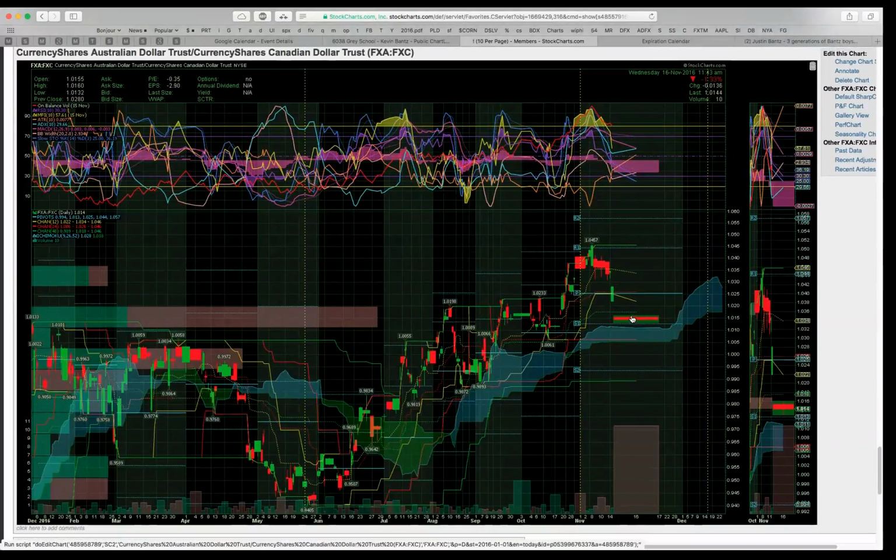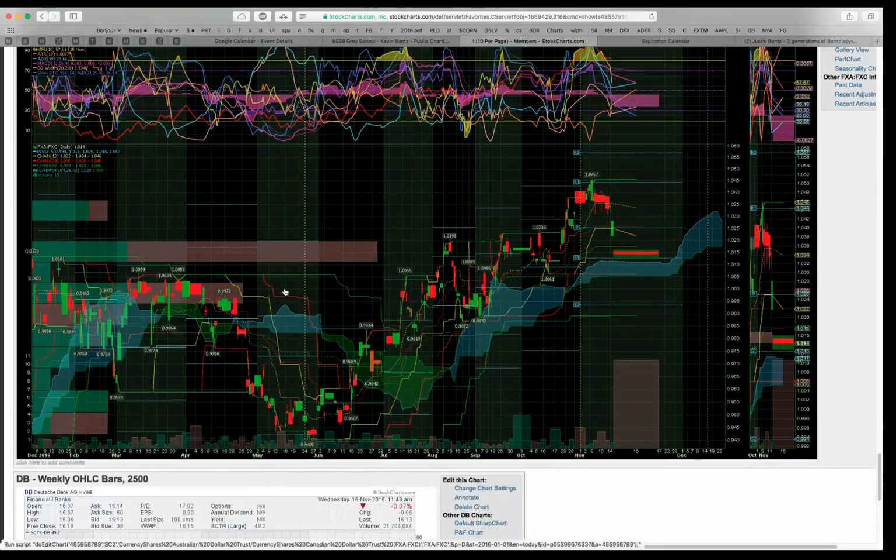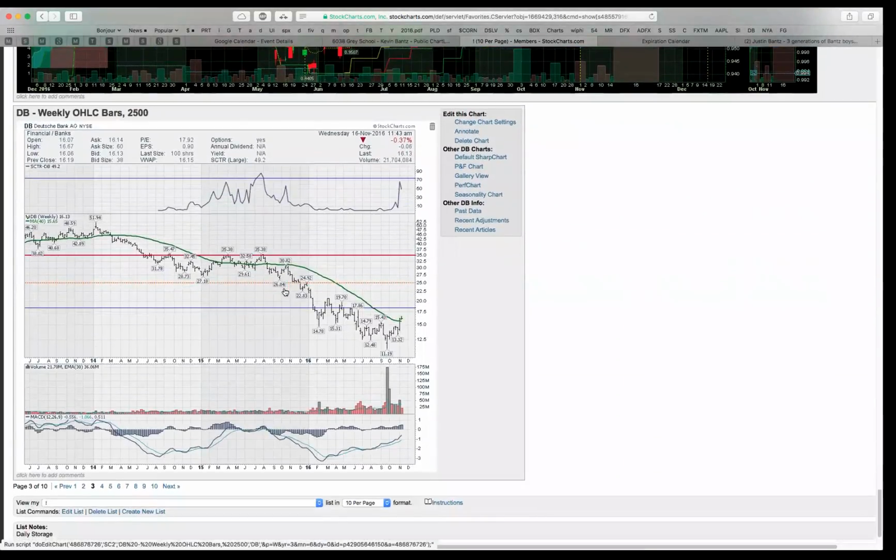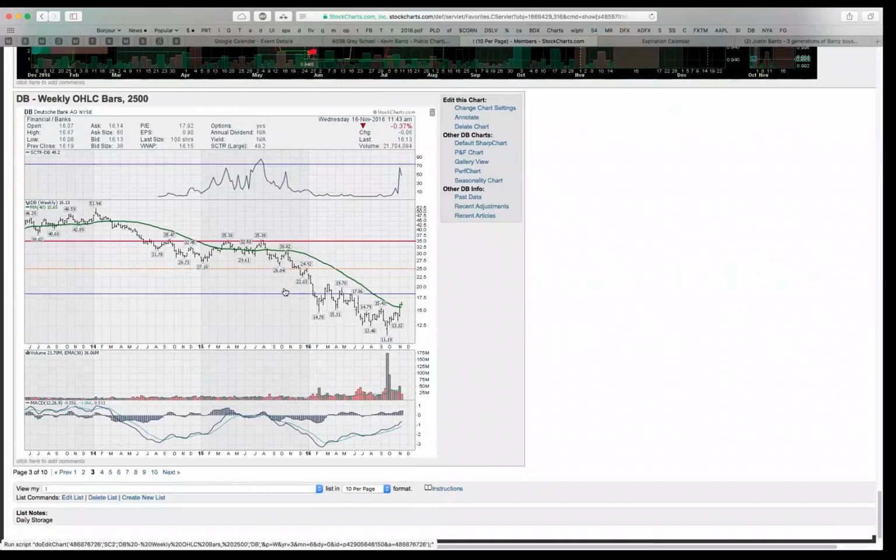Now this is just FXA and FXC, so that's why you get the volume on here. I'll do that with individual currencies at times when I think that there's a lot of volume.